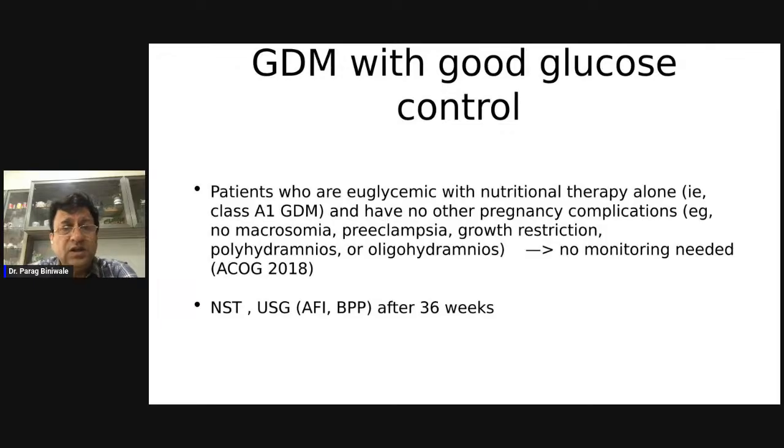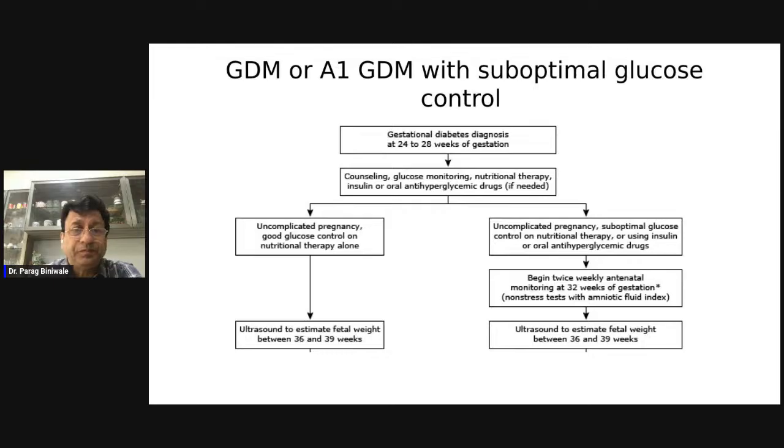So if the GDM patient has good glucose control, we counsel her and reassure her that there are no other pregnancy complications. Generally, if her glucose control is good, we don't expect her to develop macrosomia, preeclampsia, or growth restriction. So typically, for these women, we should suggest NST and ultrasound, of course, for AFI and biophysical profile after 36 weeks. If the glucose control is suboptimum, we should counsel her. Glucose monitoring is continued, nutrition therapy continues, and then we introduce insulin or oral hypoglycemic drugs if needed.